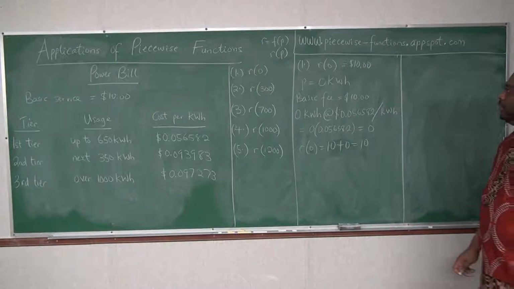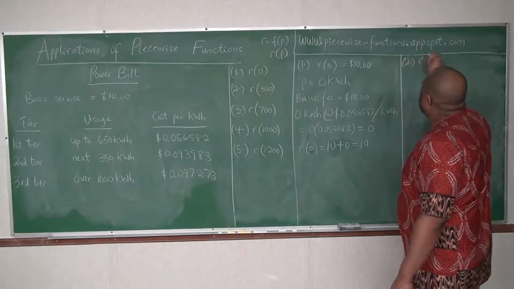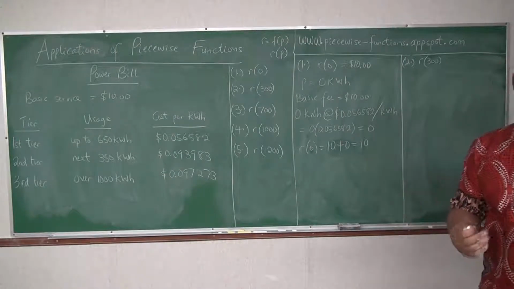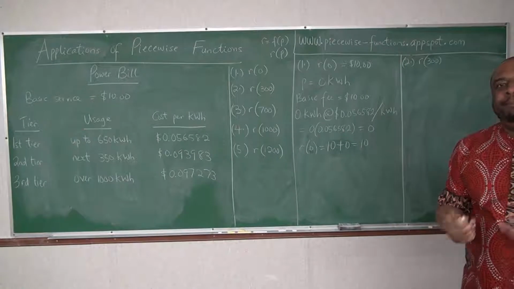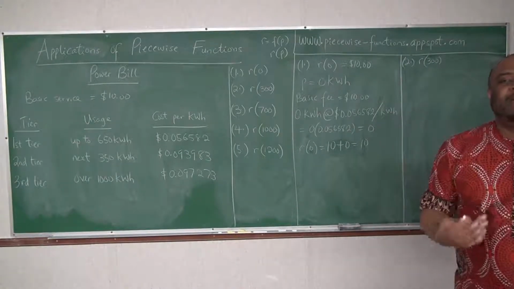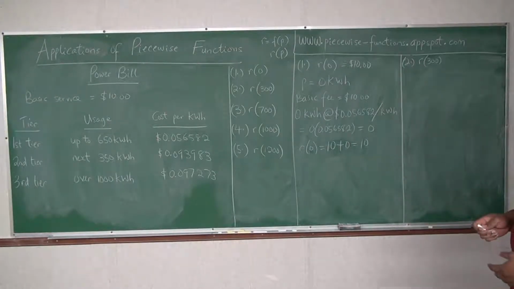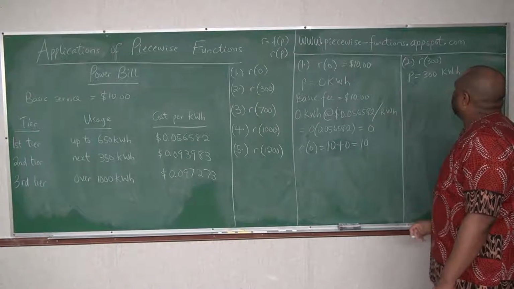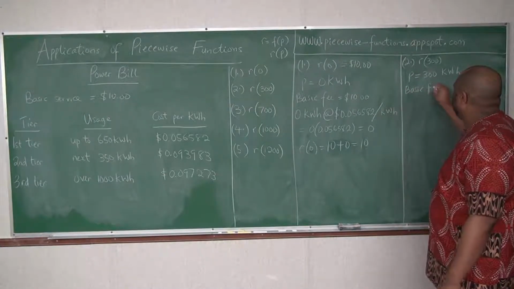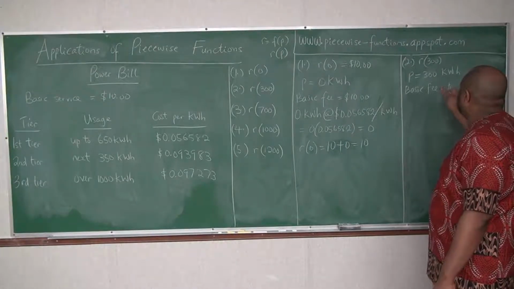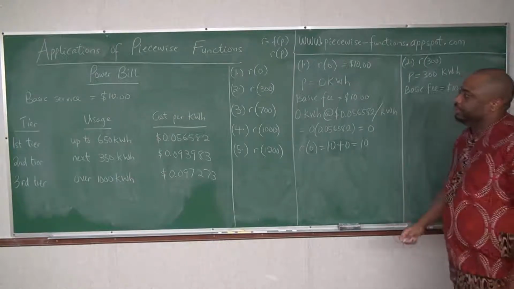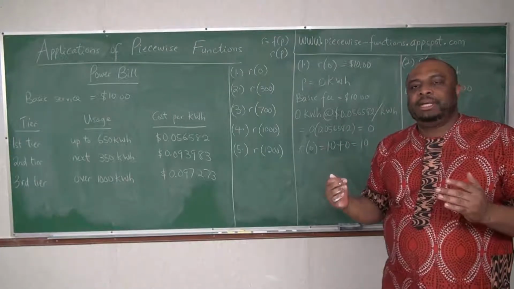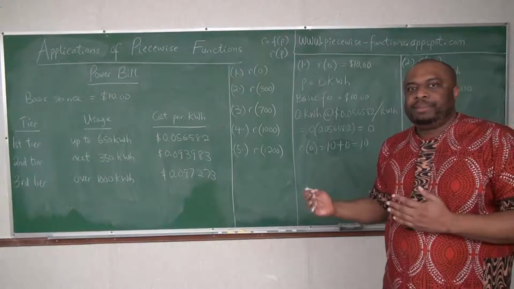Okay. Number 2, we want to find the R of 300. How much will it cost someone? What will be the bill if the person consumed 300 kilowatt hour of power in a month? This means that the power P is 300 kilowatt hour. So we still write the basic fee. The basic fee is $10. We are doing this manual method, arithmetic method, like we mentioned.